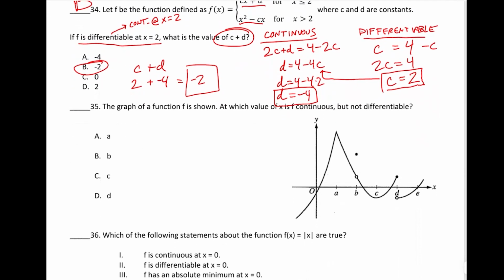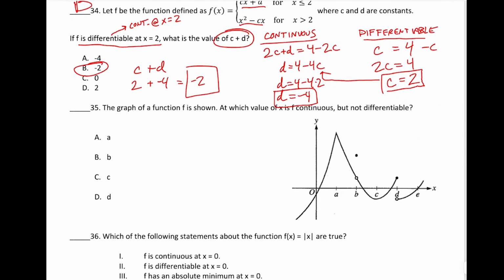Number 35 says the graph of a function f is shown. At which value of x is f continuous but not differentiable? Okay, so again, remember, just because something's continuous, that doesn't necessarily mean it's differentiable. So the places where it's not differentiable is where you have either a discontinuity, first of all, or you have a vertical tangent line.